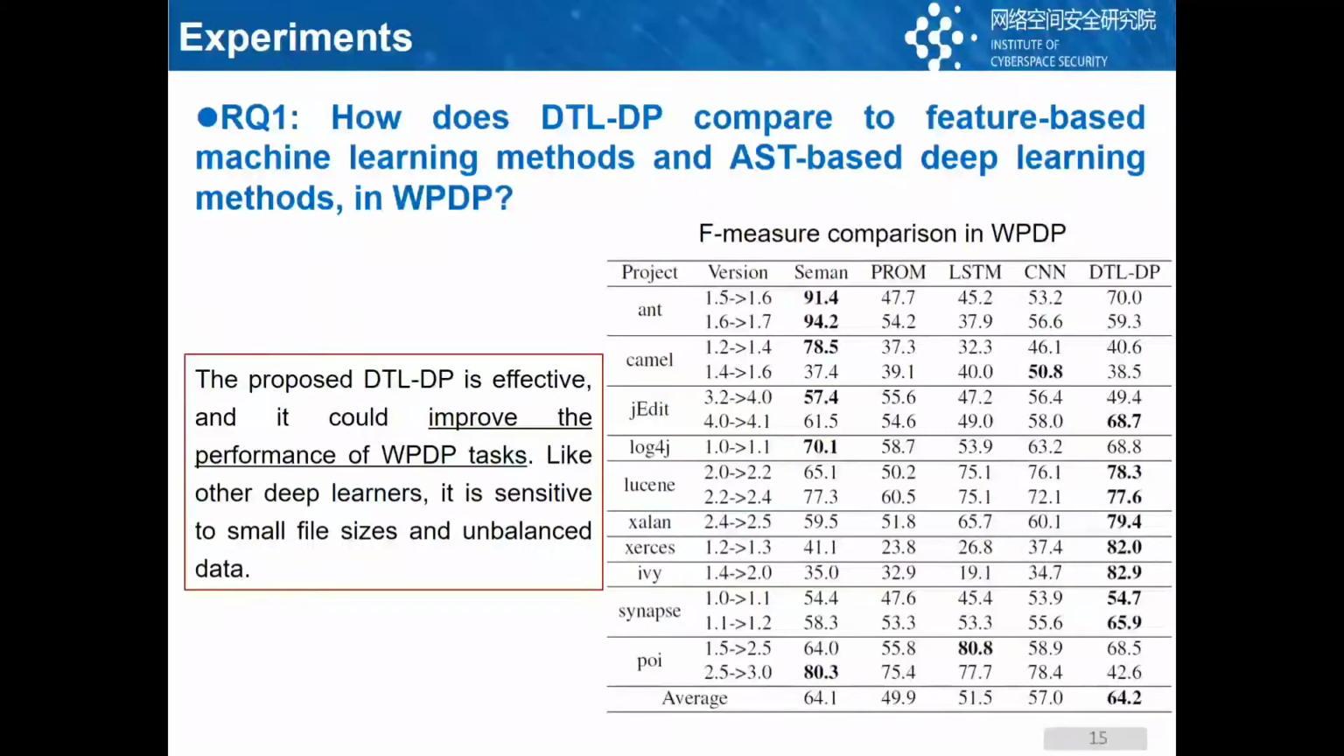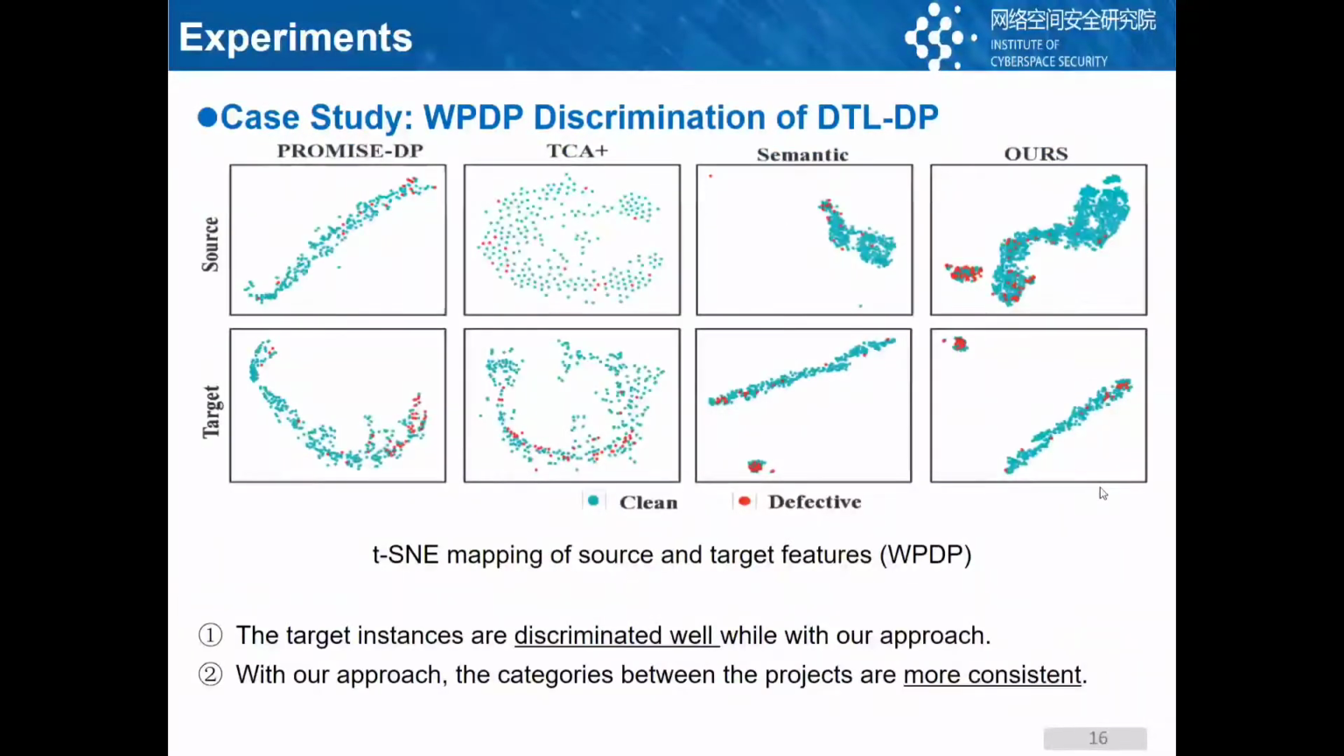The first research question is, how does the deep transfer learning defect prediction compare to feature-based machine learning methods and AST-based deep learning methods in WPDP? We studied the t-SNE mapping of different methods for WPDP and conclude that the proposed DTLDP is effective and could improve the performance of WPDP tasks. Like other deep learners, it is sensitive to small file sizes and also unbalanced data.